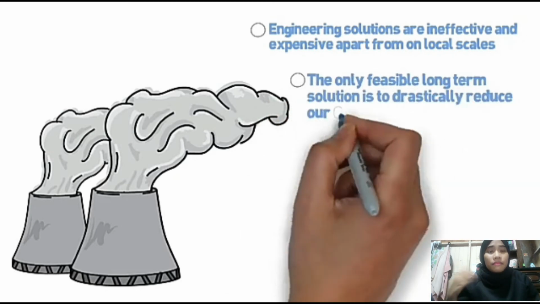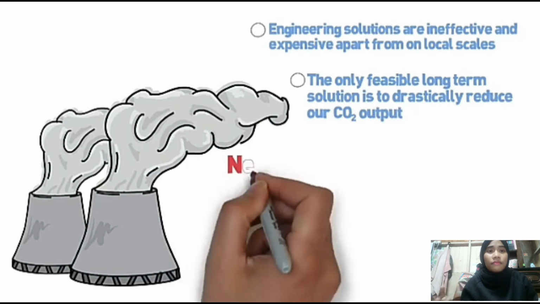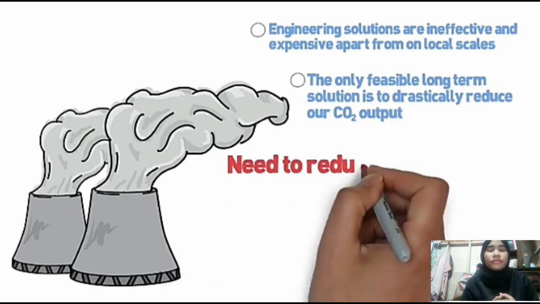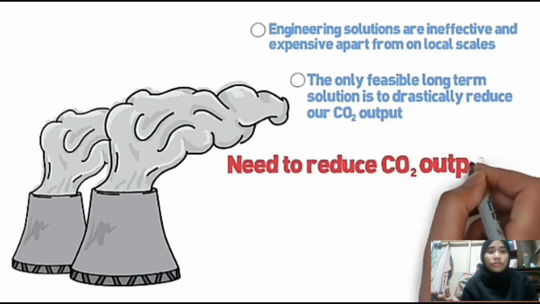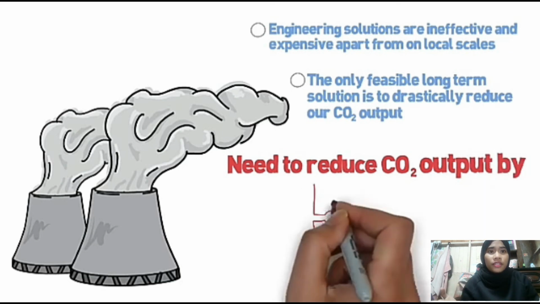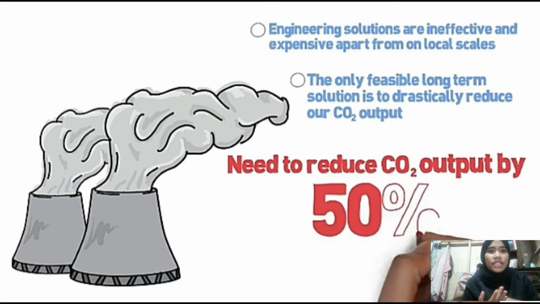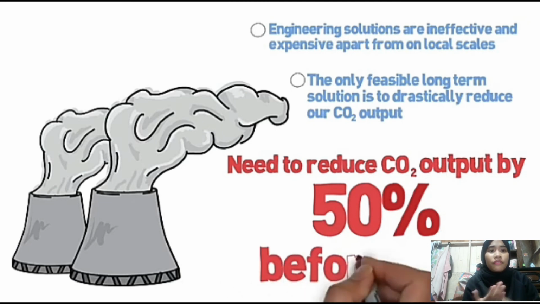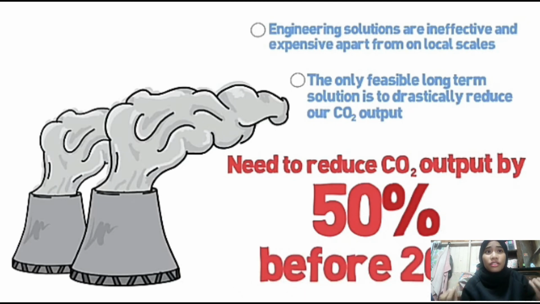But acidification still has to be stopped by humans. So by 2050, at least 50% of carbon dioxide needs to be reduced.